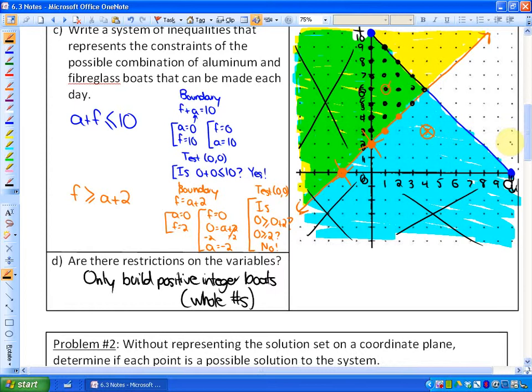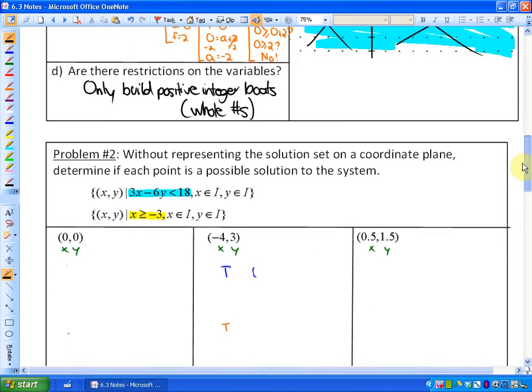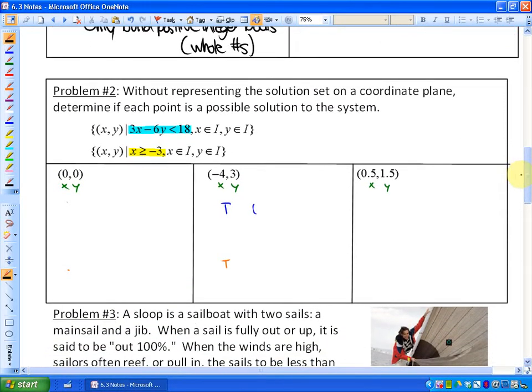We're going to look at one more example and then we'll stop this lesson for today. Problem 2 is not a word problem, but it's just asking us to understand inequalities in a different way.